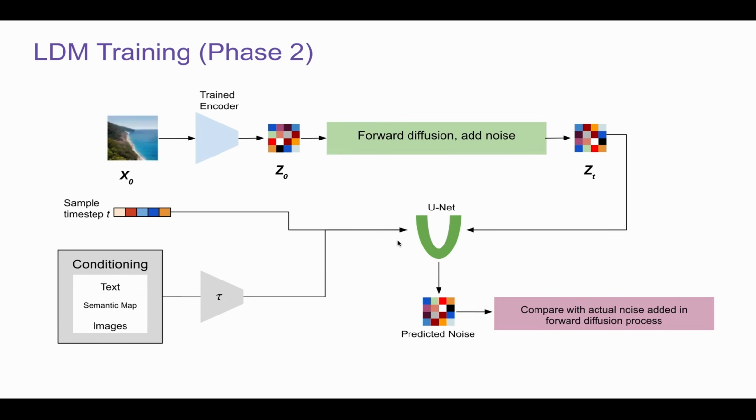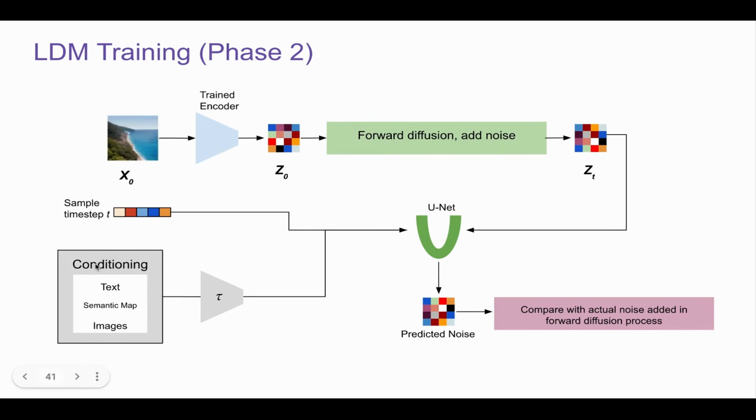This is a visual of the LDM phase 2 training. The original image is passed through a trained encoder, and now we have a latent space representation, which is smaller than the original size. And then it goes through forward diffusion, the same as what DDPM does. It adds noise to it. And then let's say for this training process, we sample the time step to be t. So we get zt here, and then we pass in time step t to get the sinusoidal time embedding.